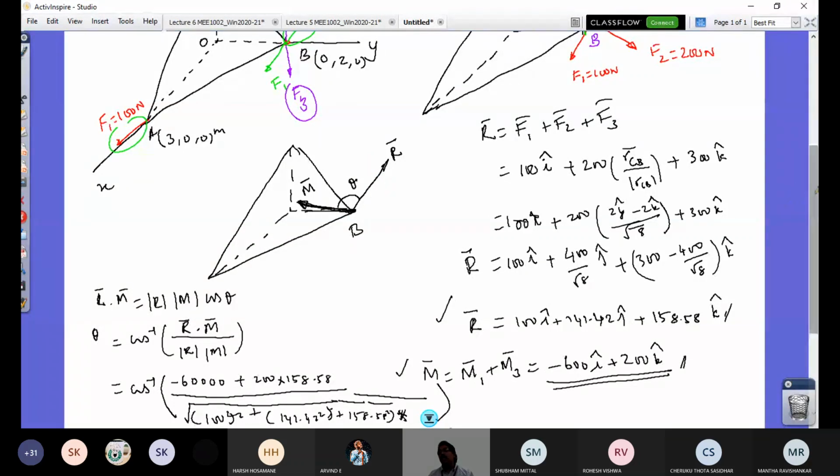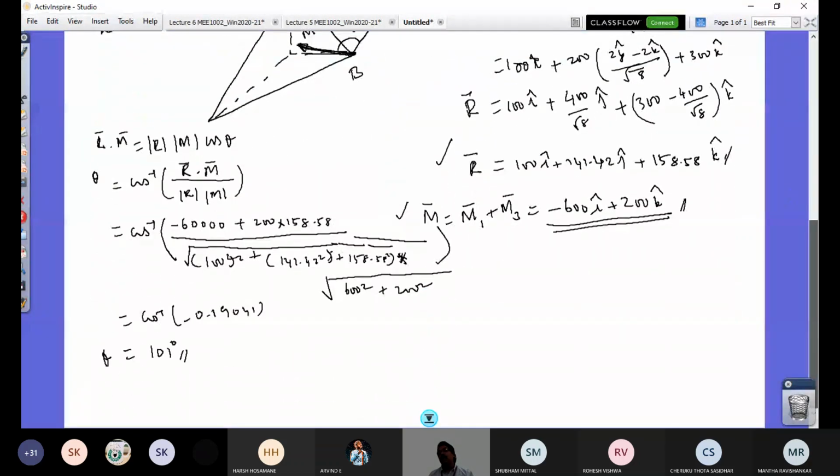So wrench is a force vector and a couple vector collinear. So how do I get that? So that's what I'm going to just explain to you.